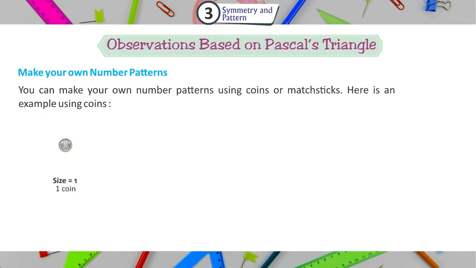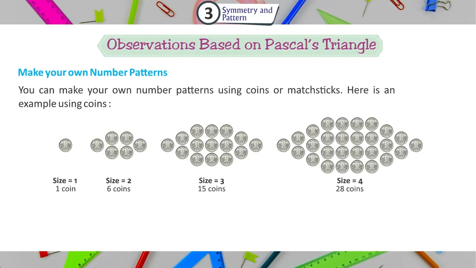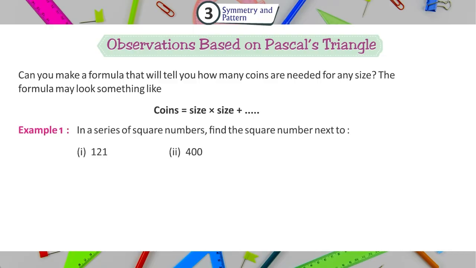Size is equal to 1, 1 coin. Size is equal to 2, 6 coins. Size is equal to 3, 15 coins. Size is equal to 4, 28 coins. How many coins would you need when size is 5? Can you make a formula that will tell you how many coins are needed for any size? The formula may look something like coins is equal to size into size plus dash.